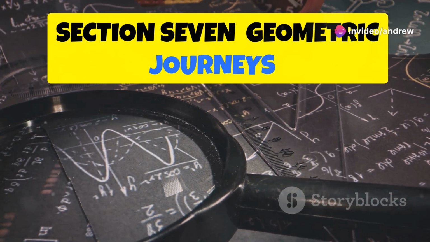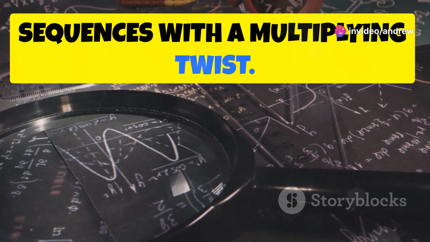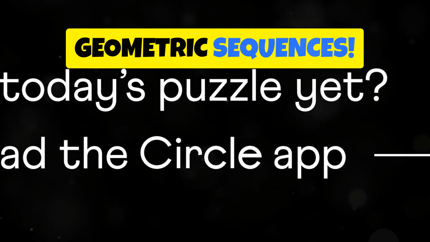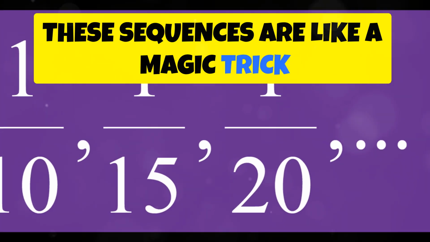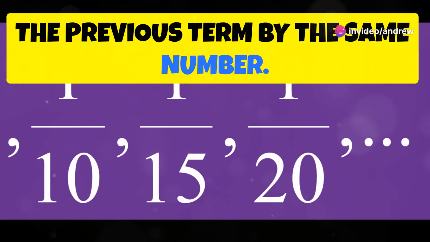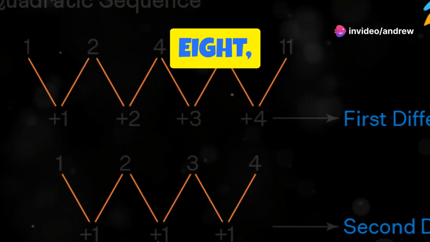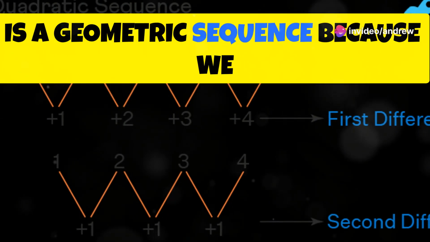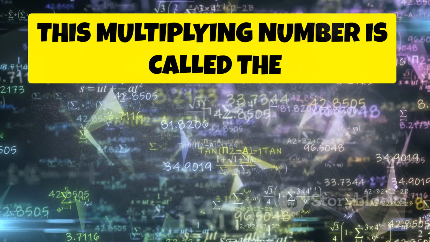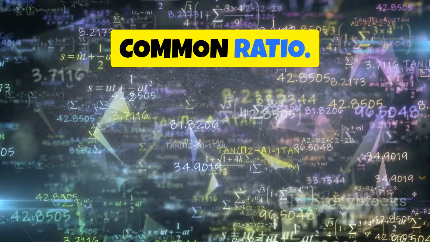Section 7. Geometric journeys: sequences with a multiplying twist. Now let's zoom into the exciting world of geometric sequences. These sequences are like a magic trick where each term is found by multiplying the previous term by the same number. For example, 2, 4, 8, 16 is a geometric sequence because we multiply each term by 2 to get to the next one. This multiplying number is called the common ratio.